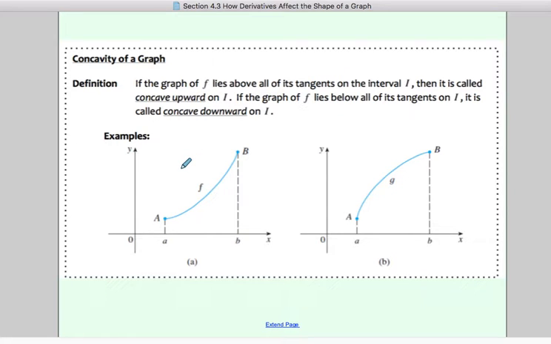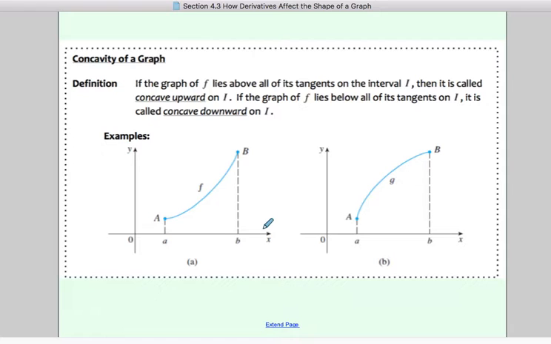Now we're going to go ahead and switch to concavity. Okay, so concavity of a graph. If the graph of f lies above all the tangent lines on the interval, then it is called concave up on that interval. If the graph of f lies below all the tangents on I, it is called concave down on I. So here's an example.